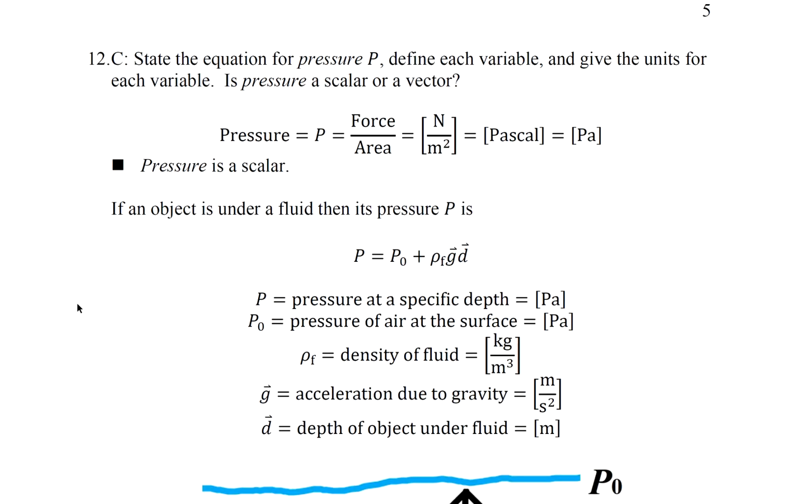Question 12. State the equation for pressure P. So pressure P is force per unit area, has units of newtons over meter squared, which is equal to a Pascal. Pressure is a scalar.